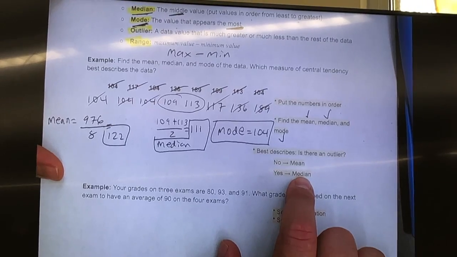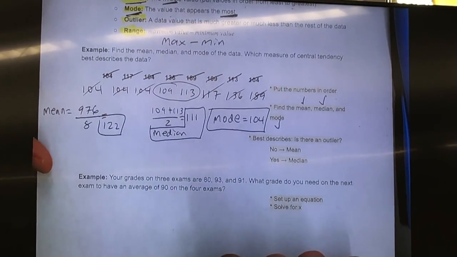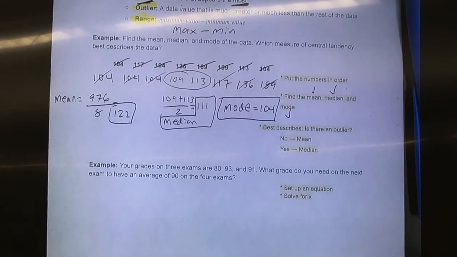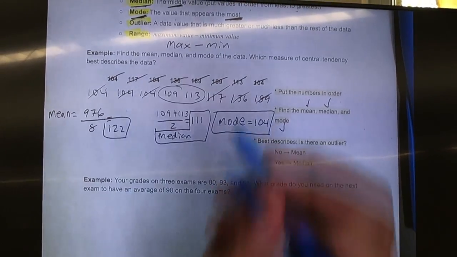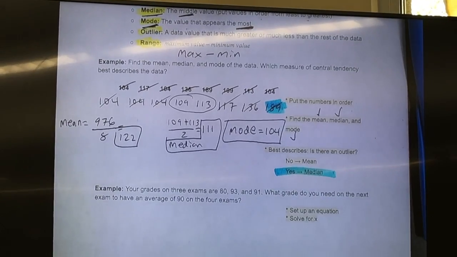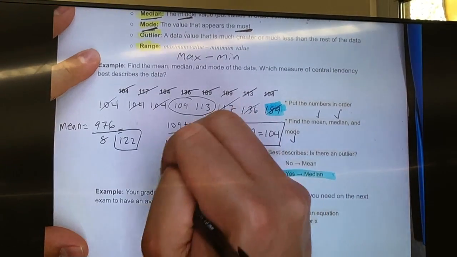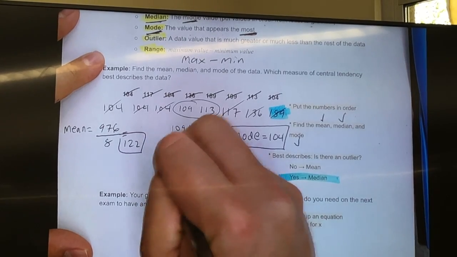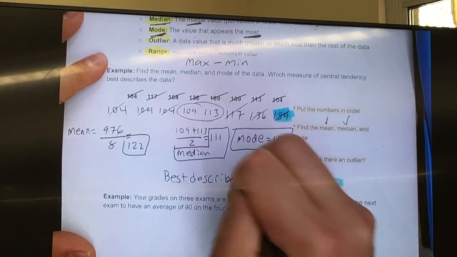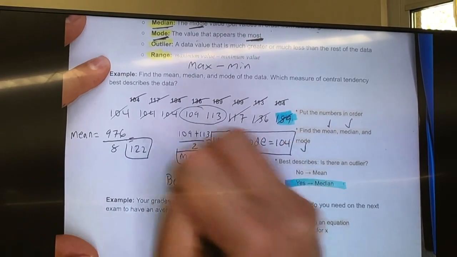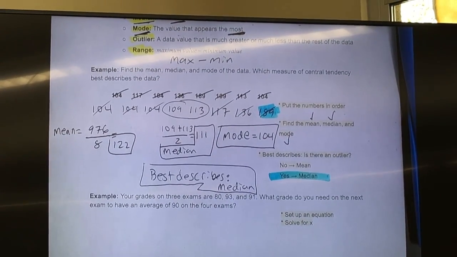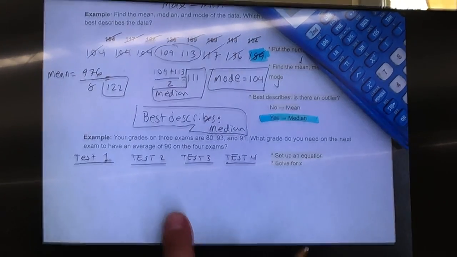So Miss May, was there any number that kind of looked way bigger than the rest or really small? 189 is pretty big compared to the other numbers. I think so too. 189 was way out there, so we have a yes. So we are going to say best describes will be median. All right. Anything to add to that one, Miss May? Looks good. All right, next example.